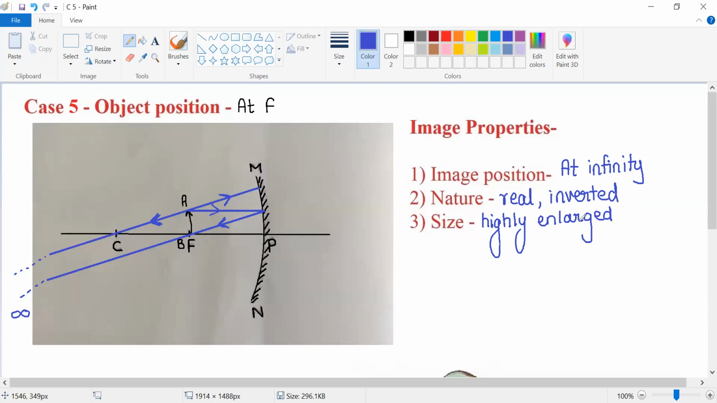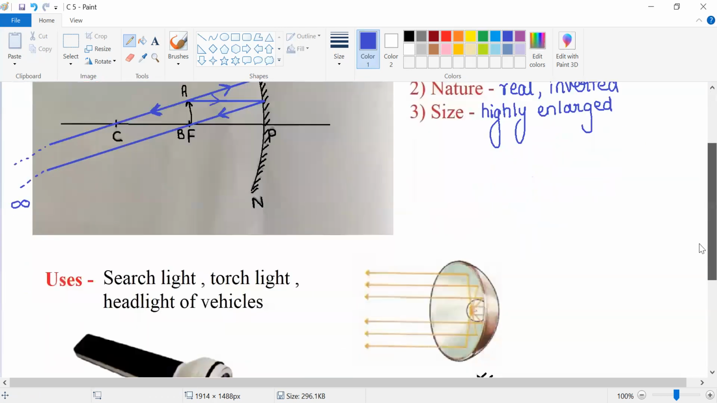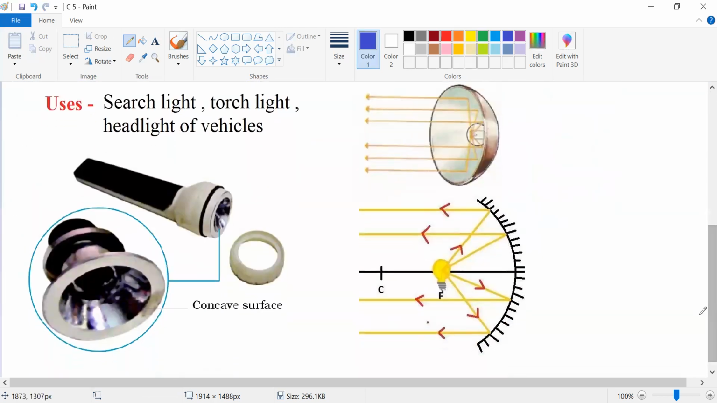So we understand in this case that when the object is placed at the focus of a concave mirror, its real, inverted, and highly enlarged image is formed at infinity. Now, what is the use of this case? Are we using this case of a concave mirror anywhere in our daily life? Yes. The example which is seen in our daily life is in a searchlight, in a torchlight, and also in the headlights of a vehicle.